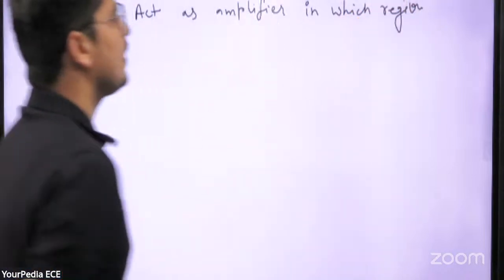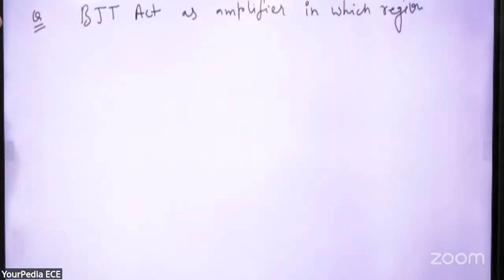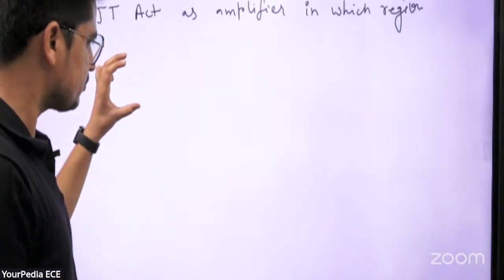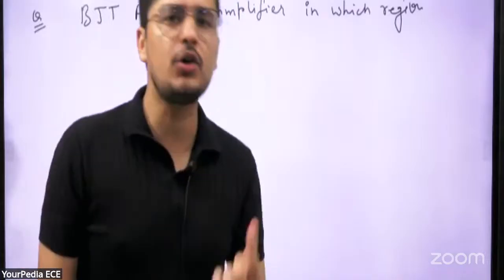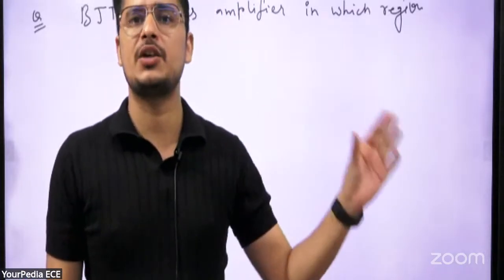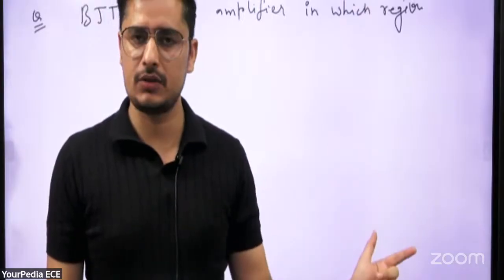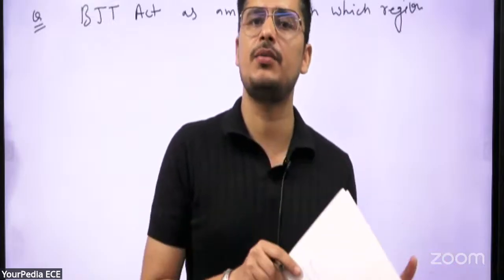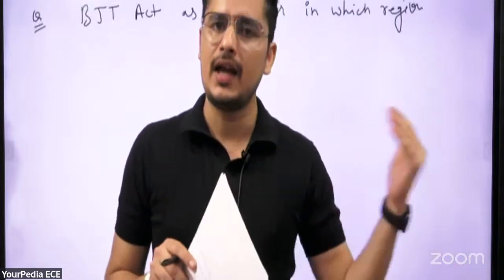So when we start studying amplifiers, BJT as an amplifier, we are discussing that if you want to use your transistor as an amplifier, you should use it in the active region, forward active region, not reverse active region. So whenever you are using a transistor as an amplifier, you should use the transistor in the active region.